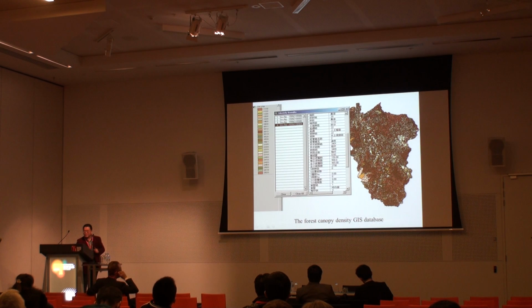you can see this is the forest canopy density GIS database. You can see the spatial data and the attribute data. Here is the forest canopy density. For this polygon, the forest canopy density is 0.6.